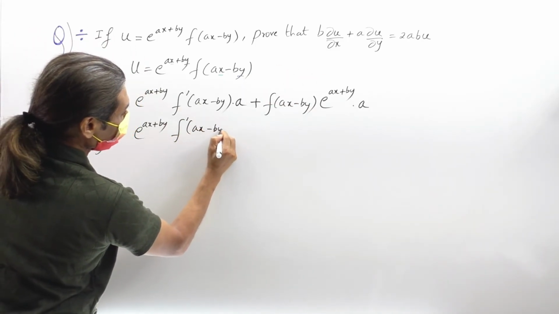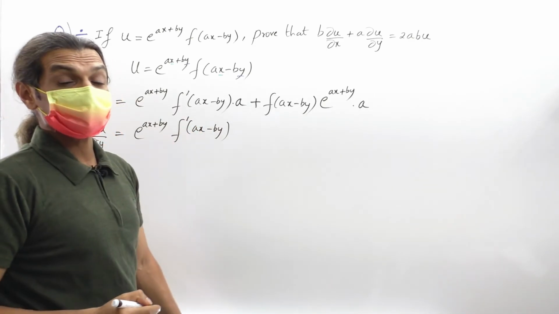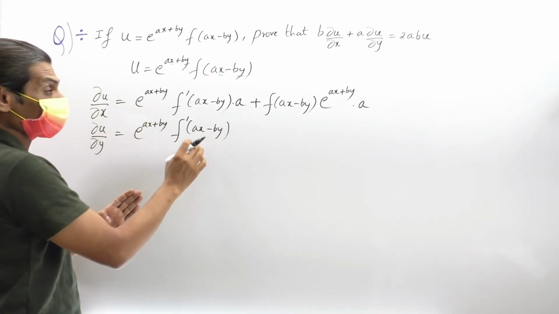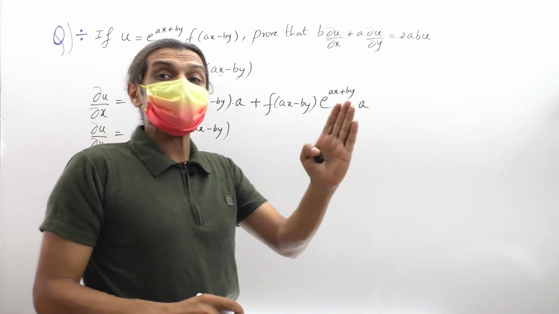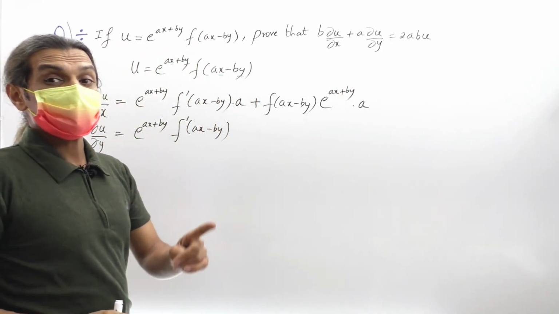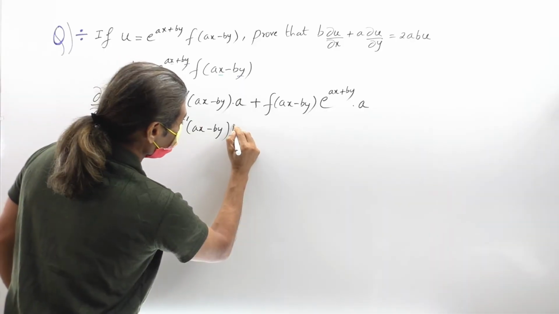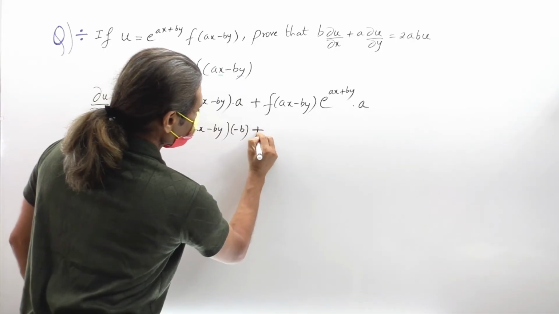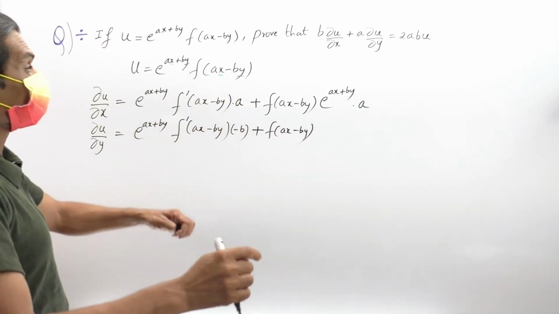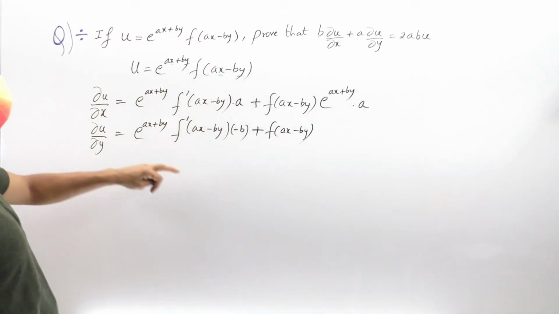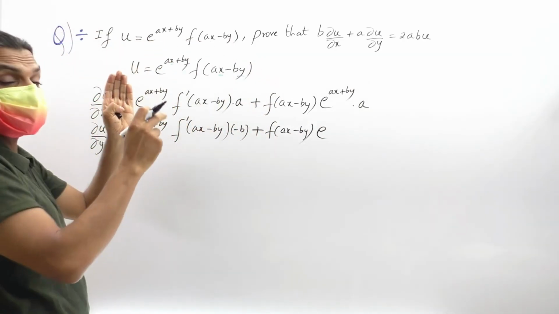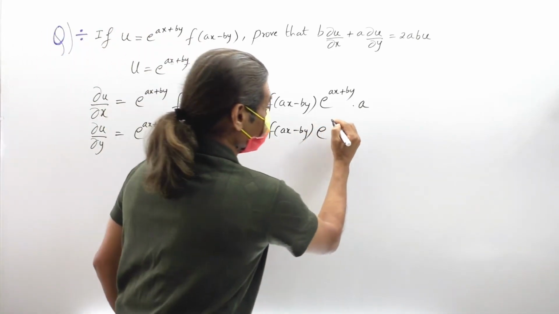of ax minus by. Again see here you are partially differentiating with respect to y, x is constant. So f dash of ax minus by, again differentiation of ax minus by with respect to y, ax is 0, differentiation of minus by is, y is 1, so it is nothing but minus b, you put a bracket here, plus f of ax minus by as it is into differentiation of e raised to x plus by with respect to y will be, see differentiation of e raised to x plus by will be e raised to x plus by only.